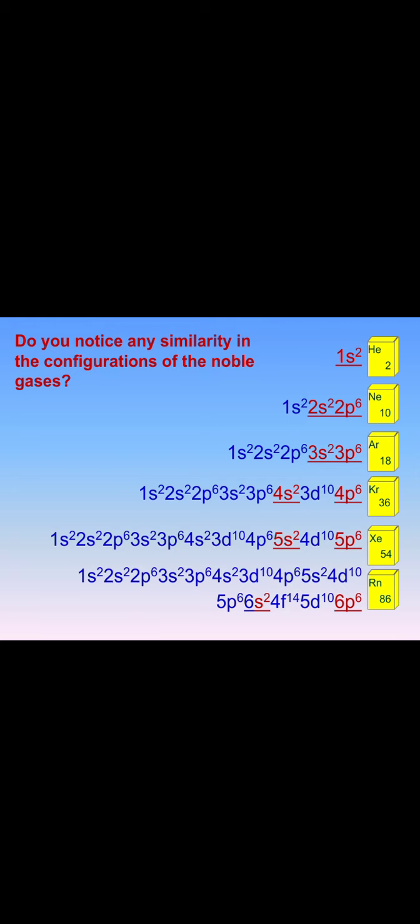If we see the outermost orbitals, that is the s and p orbitals, in all these electronic configurations we see that the s and p orbitals are completely filled. The s orbital contains 2 electrons and the p orbital contains 6 electrons. These are completely filled, so the noble gases are inert and inactive.